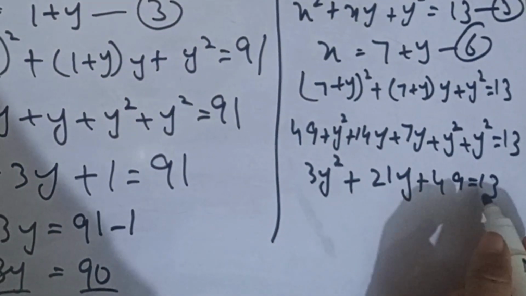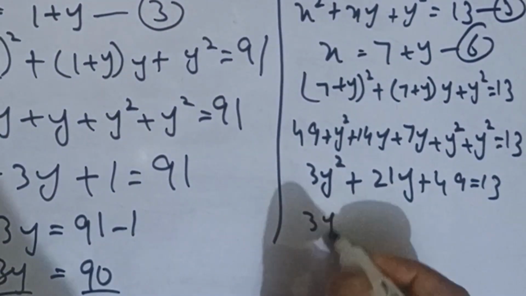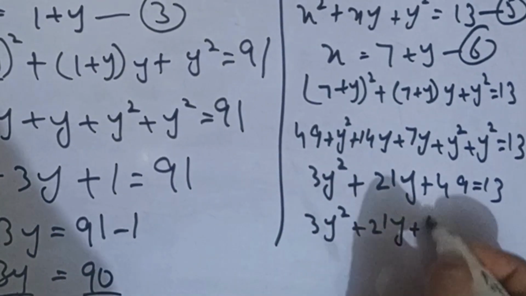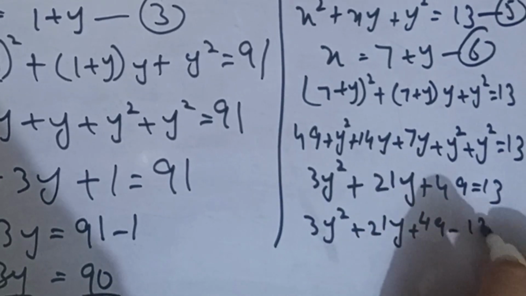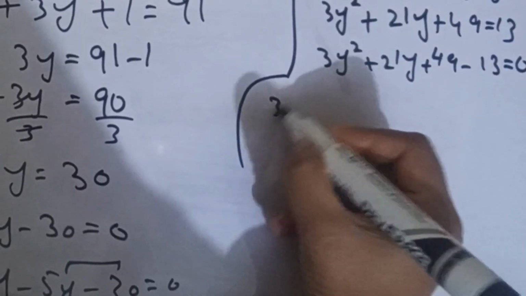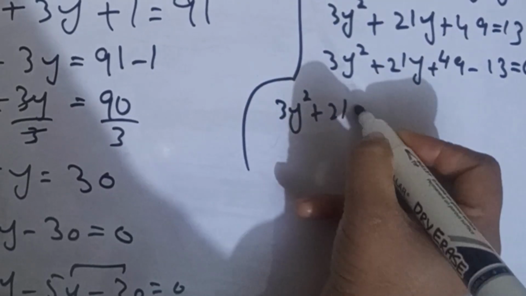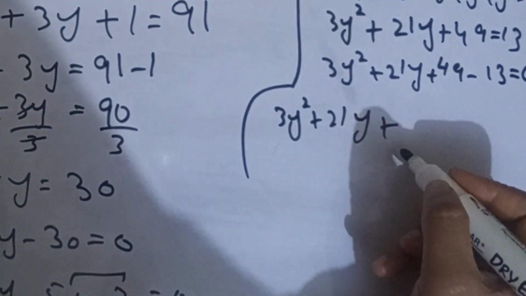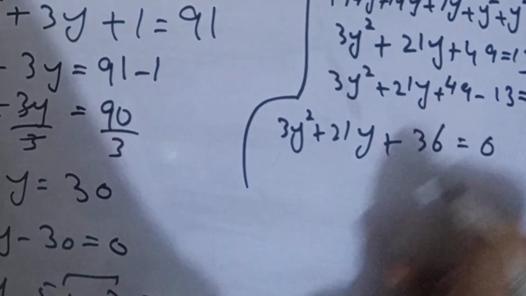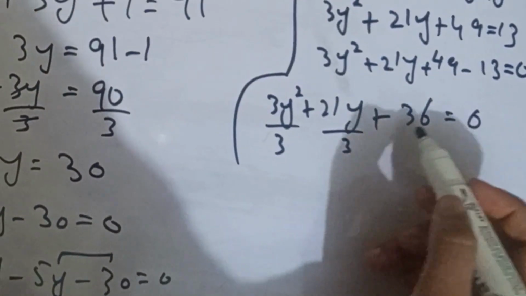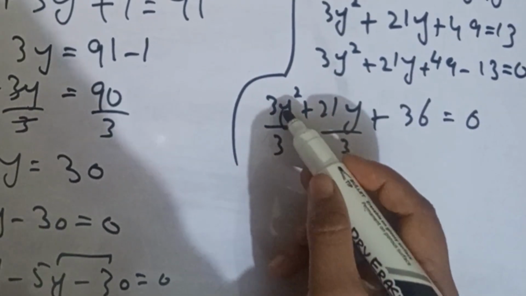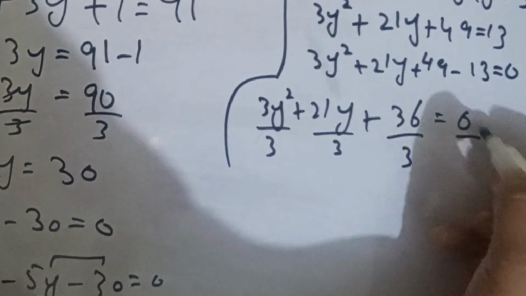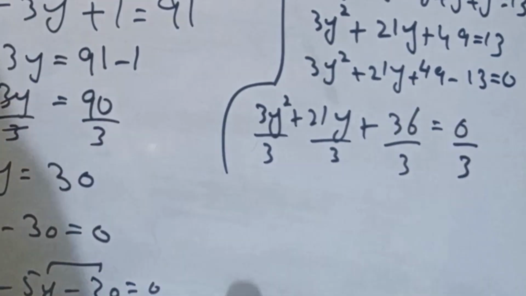Now we subtract 13 on both sides, so it's 3 times y square plus 21 times y plus 49 minus 13 equal to 0. 49 minus 13 is plus 36, so 3 times y square plus 21 times y plus 36 is equal to 0. Now in the next step, we divide this equation by 3 on both sides. So divide this by 3 and also this by 3 and divide 36 by 3, and the right hand side is 0 divided by 3.